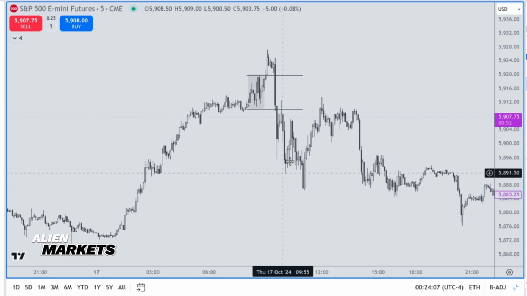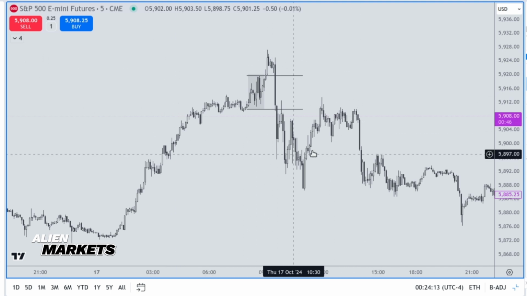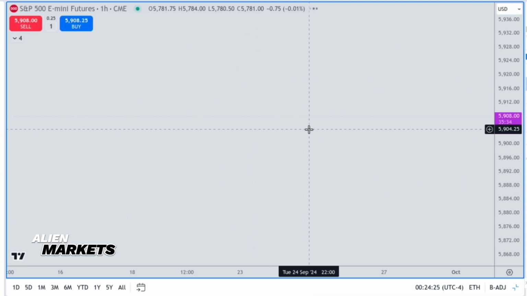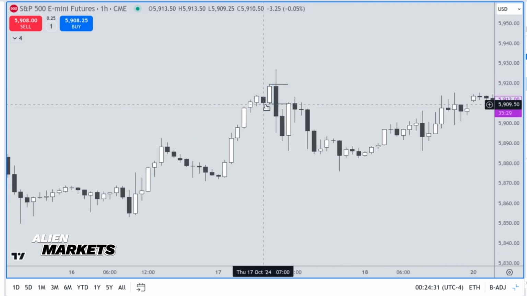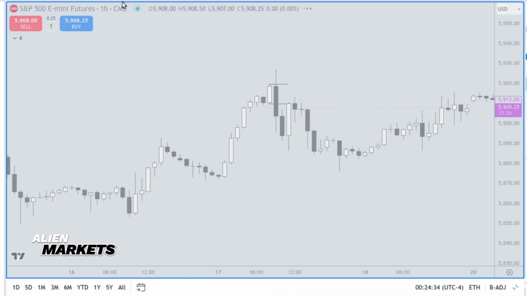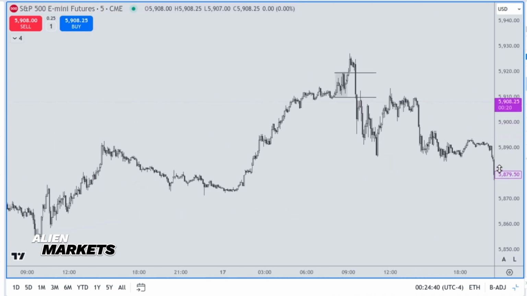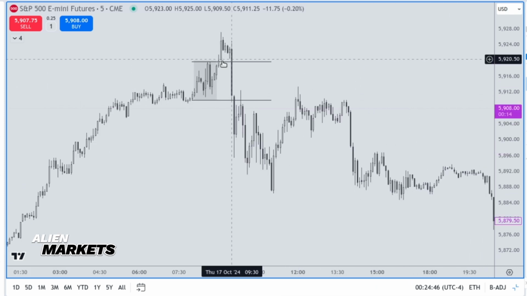But look at something very, very interesting here. If you are familiar with the ICT 2022 model, right, you will notice something very interesting. With spotting just these two candles, you could see your entry to the 2022 model, right? Here you have something very interesting.